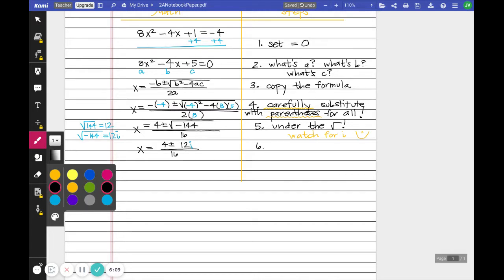To finish it, reduce if possible. All of these numbers can be divided by 4. So 4 divided by 4 is 1, 12 divided by 4 is 3, 16 divided by 4 is 4. This is a process. There's lots going on, but there's a lot of similarities to what we've done already, so I'm confident you're going to get this figured out.